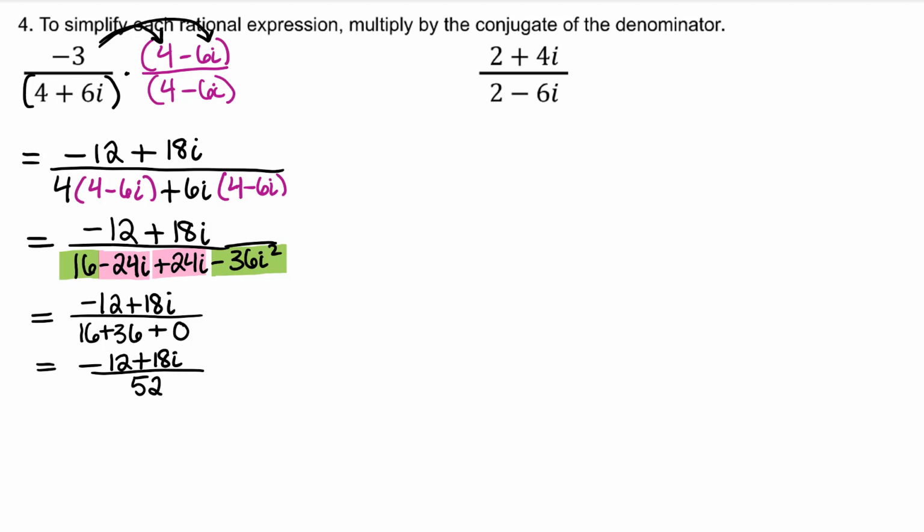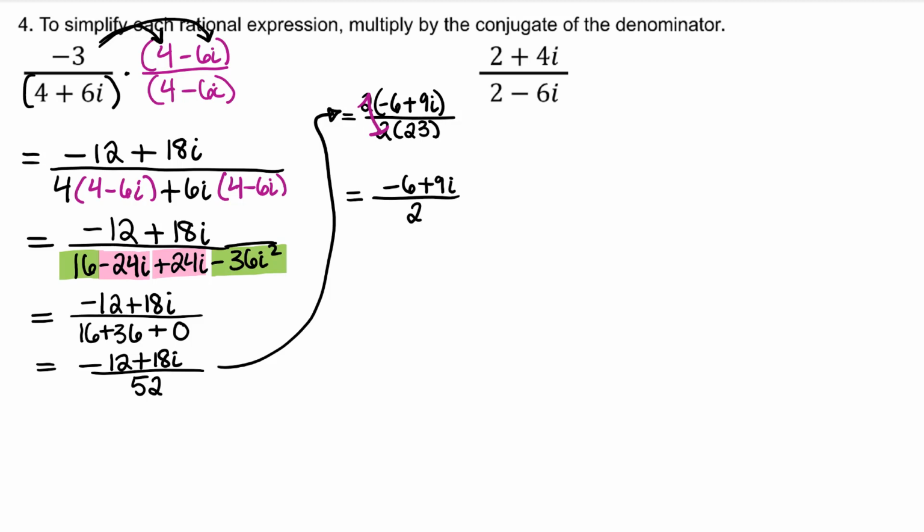But I'm not quite done, because there is a number that goes into all 3 of these numbers, a common factor. Go ahead and factor out 2 from the numerator and the denominator so you can reduce. 2 over 2 is 1. Here is our answer. We should not have a negative in the denominator. So if you have a negative in the denominator, you need to distribute it back into the numerator, or write it in front of the fraction bar.